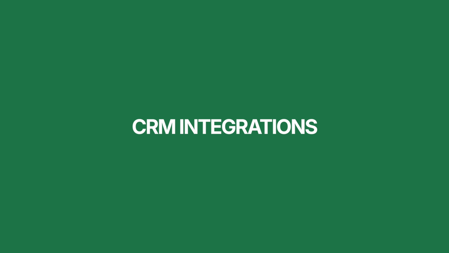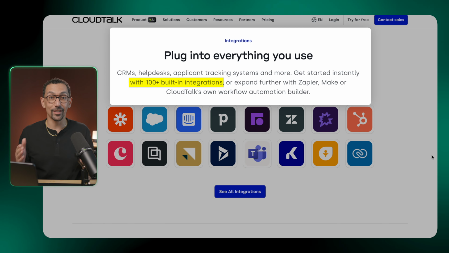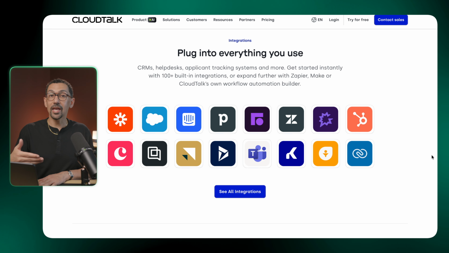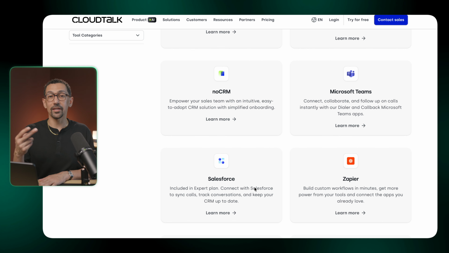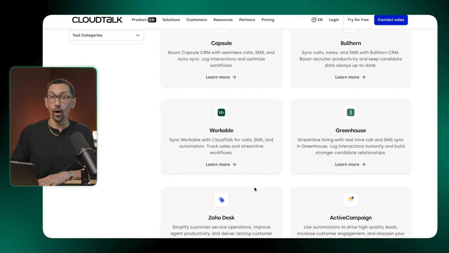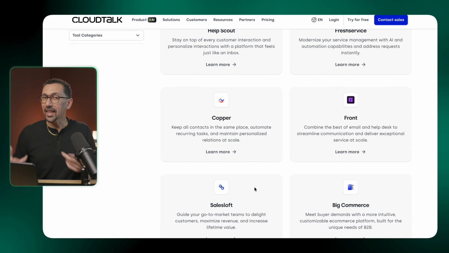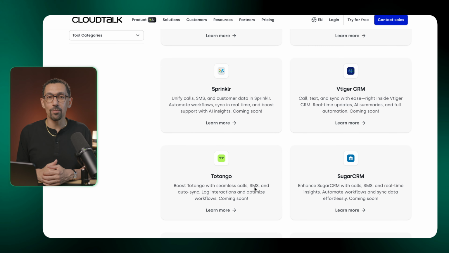Next, let's talk about integrations. CloudTalk has over 100 native CRM integrations. For example, they connect natively to HubSpot, they're HubSpot certified, as well as Salesforce, Pipedrive, Zoho, Zendesk, and over 100 other tools. And that means your call data is going to sync automatically, no custom API work.